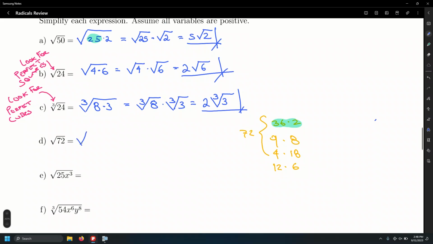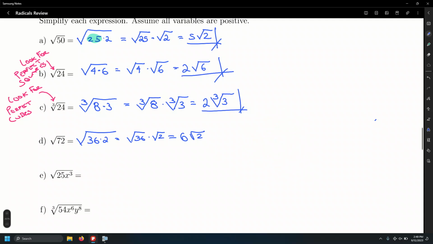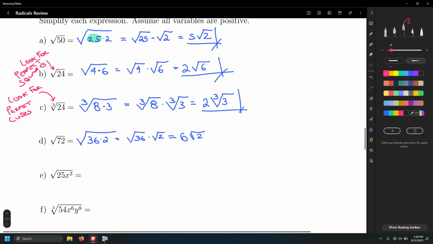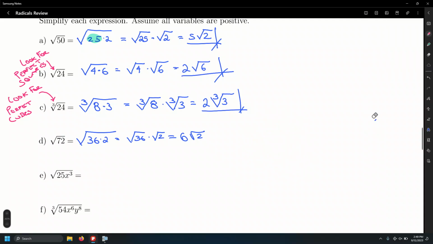So that's the square root of 36 times 2. That equals the square root of 36 times the square root of 2. And the square root of 36 is 6, so 6 root of 2. And that takes us to the result in a couple of steps. There's nothing wrong with doing the other way, though. Check this out. Let me show you this on the side.